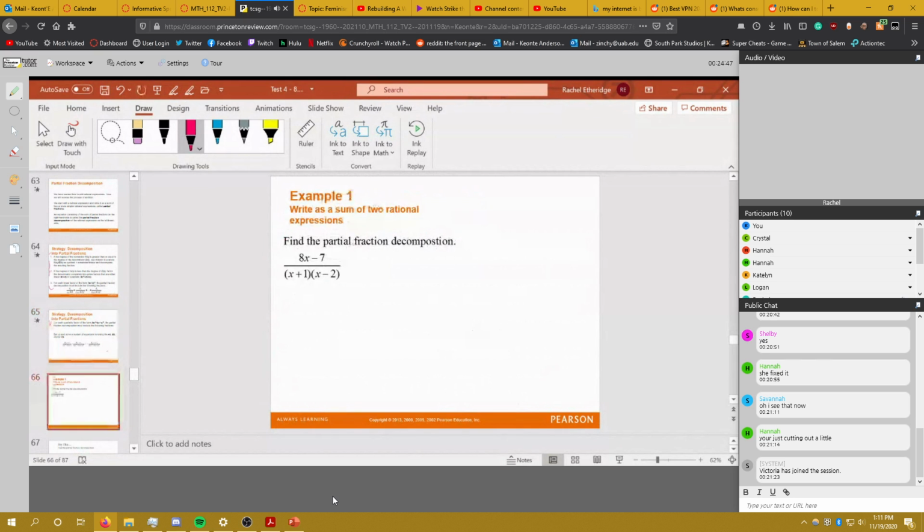So if I wanted to find the partial fraction decomposition for this, what I would do is say, well, this is going to equal some A over x plus 1 plus some B over x minus 2. And if I could figure out what A and B are, then I would have the partial fraction decomposition. So what we do is figure out what the least common denominator is, and it's always going to be this denominator, x plus 1 times x minus 2.